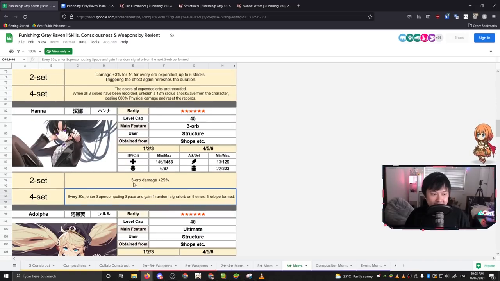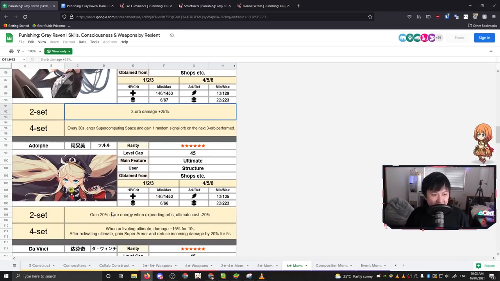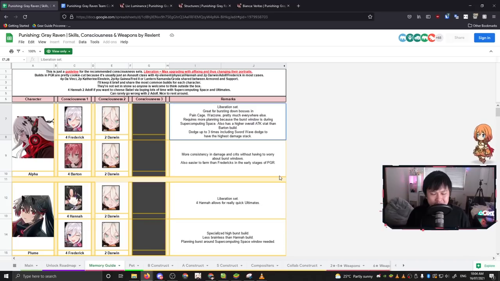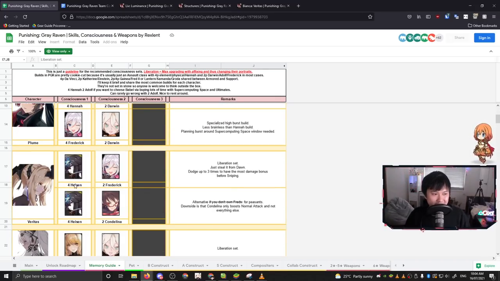So for example, Hana. Hana has 3 orb damage plus 25% and it's not weighted towards physical or elemental. And so honestly, this could work on anyone. And if you have a look at Adolf's effect, it is actually the same case. And so for memories, when you start working towards the end game, this is what you're going to be looking at. Using all of that logic that I just went through, people have come up with these different builds. And honestly, it makes a lot of sense, right?